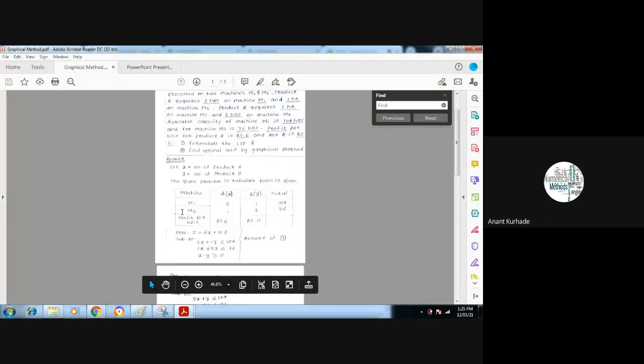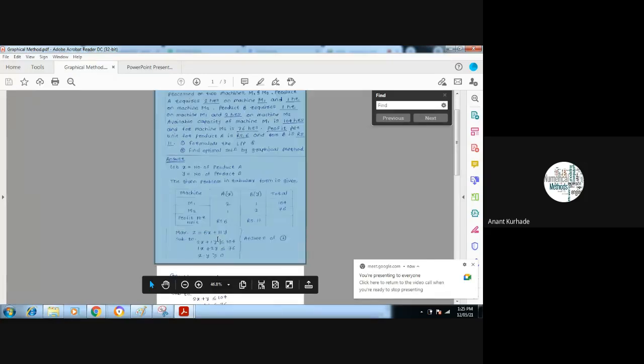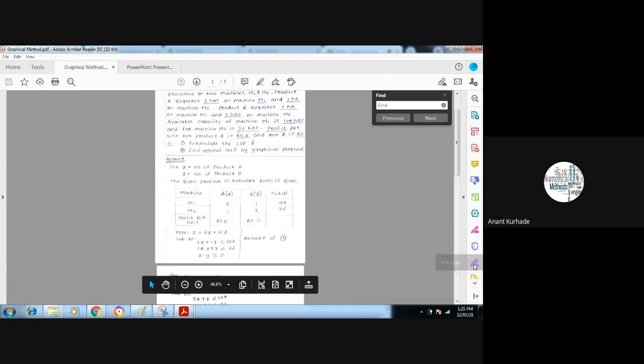Now we have converted this problem into standard form. The standard form is: maximize z is equal to 6x plus 11y, subject to 2x plus 1y less than or equal to 104, 1x plus 2y less than or equal to 76, and x comma y greater than or equal to 0. Don't forget the last line of x comma y. This is the formulation of the LPP.